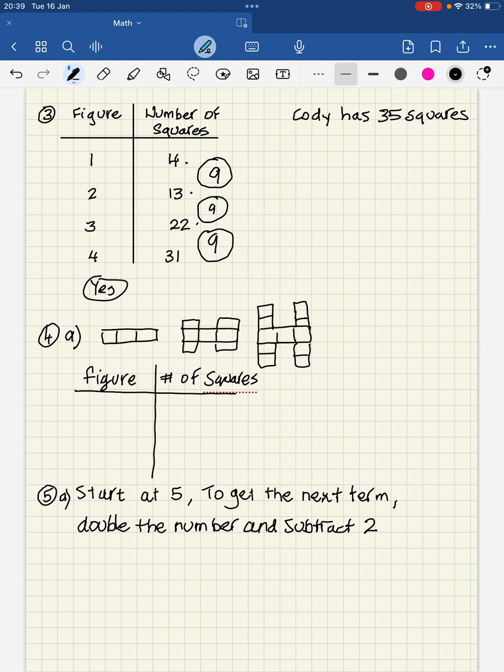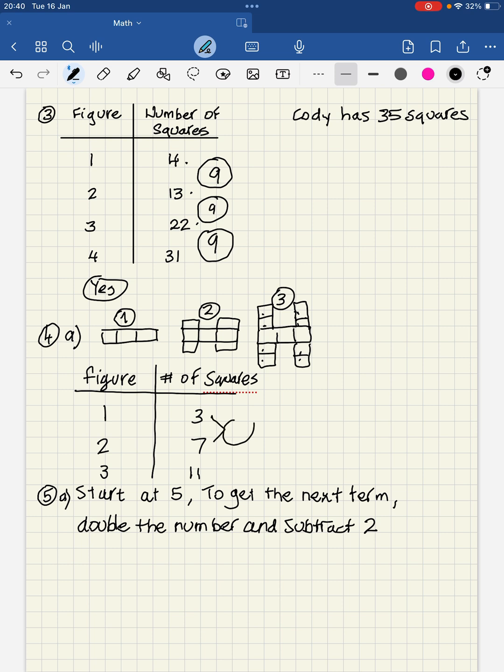Okay, so in this figure, the first figure has 3. Figure 1 has 3 squares. Figure 2 has 3, 4, 5, 6, 7 squares. And figure 3 has 3, 4, 5, 6, 7, and 8, 9, 10, 11. We have to figure out which figure in the pattern will need 15 shapes.